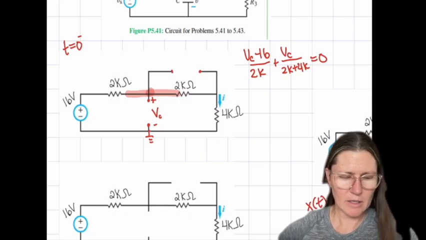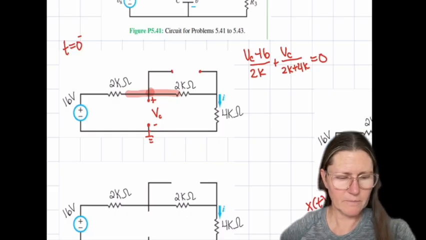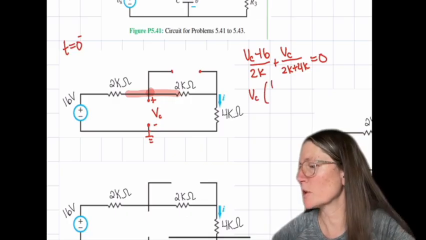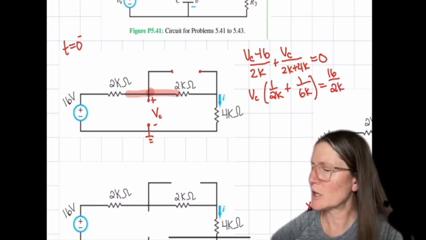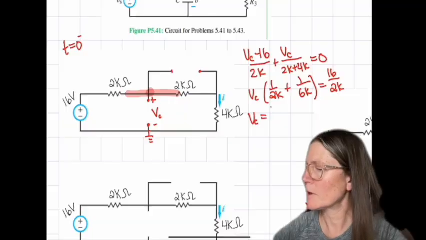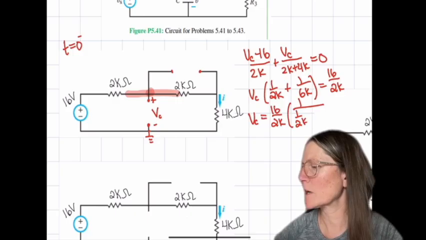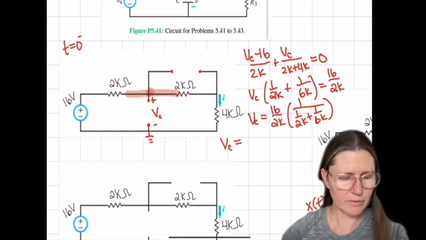and get a common denominator. Or we don't even have to do a common denominator, just 1 over 6K equals 16 over 2K, and then we can divide this by 1 over 2K plus 1 over 6K. And this value ends up equaling 12 volts.